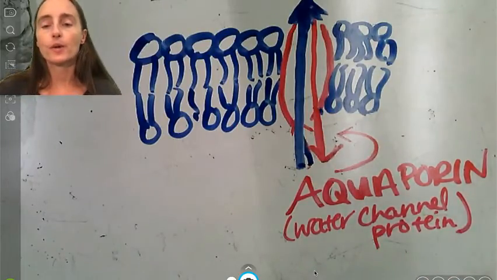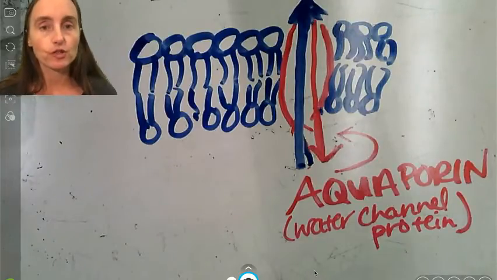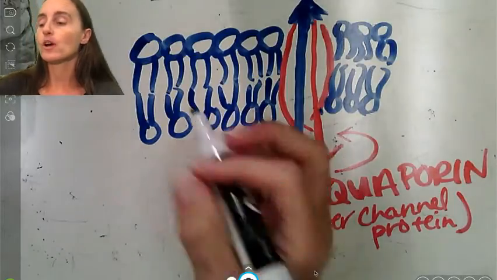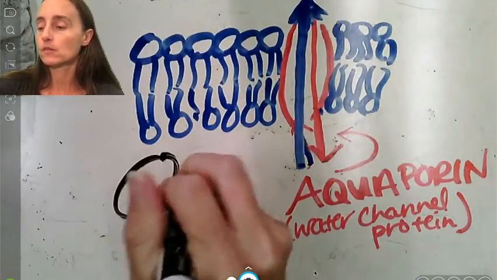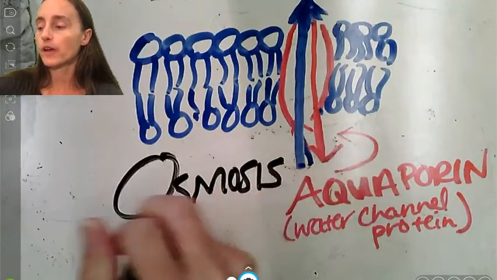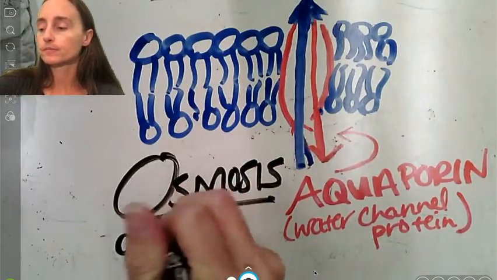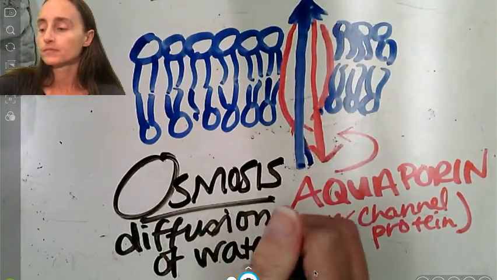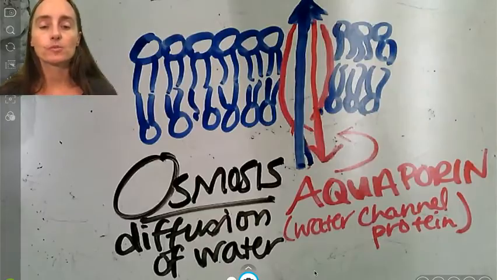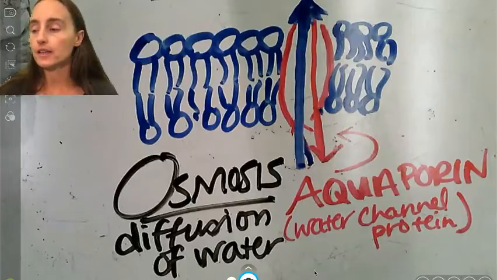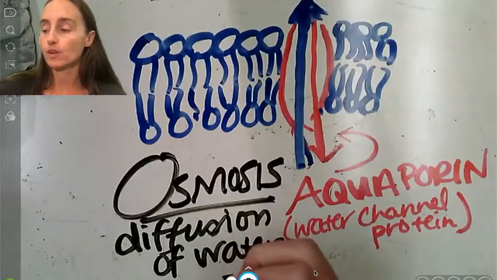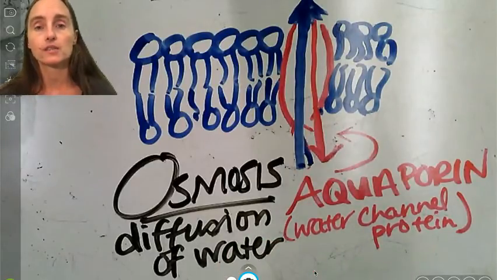Okay. And so we call this movement of water, diffusion of water from an area of high water concentration to an area of low water concentration, osmosis. Okay. That's basically the diffusion of water. Okay. So osmosis is the diffusion of water across the membrane. And so that's still just passive transport. So passive, no energy required. So it's still one of our passive transports.